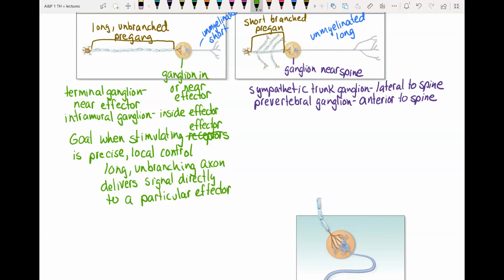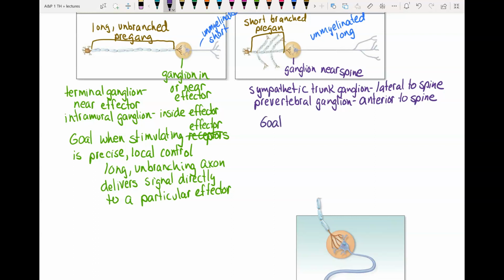So, for example, parasympathetic stimulates your salivary glands and your lacrimal glands, which make tears. So it's possible to have tears without getting lots of saliva, or it's possible to have your mouth watering and getting extra saliva without crying about it, because you can have that precise local control. Sympathetic is just the opposite.